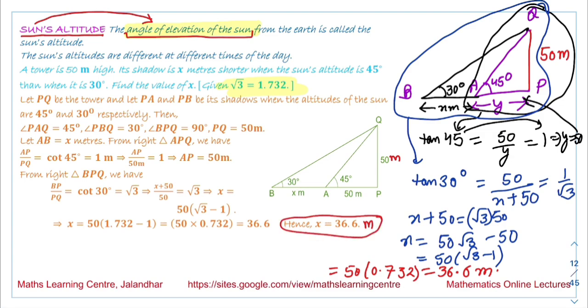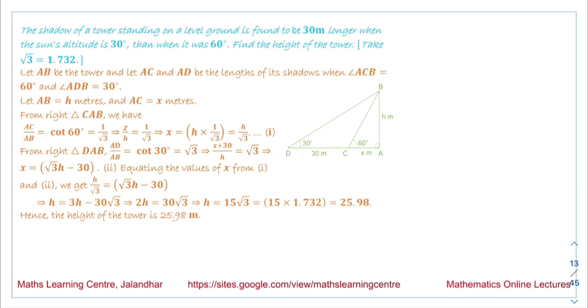Now next we have the shadow of a tower standing on a level ground is found to be 30 meter longer when the sun's altitude is 30 degree than when it is 60 degree. So we are talking about the situation that from this point D, the sun's altitude is 30 degree. From this point C, the sun's altitude is 60 degree. Suppose the height of the tower is h meter, and what is given to us is that the shadow is 30 meter longer. We are saying this length is 30 meter, and suppose the length of this shadow is x meter.